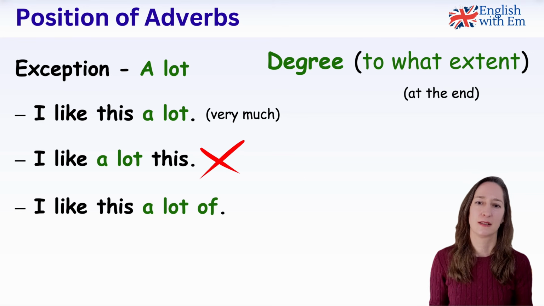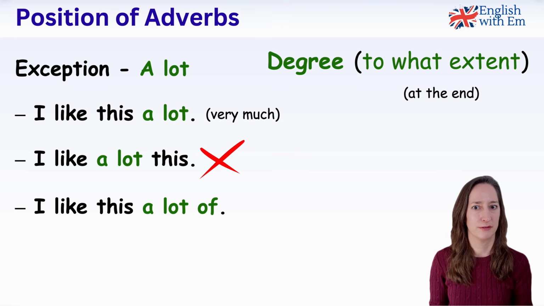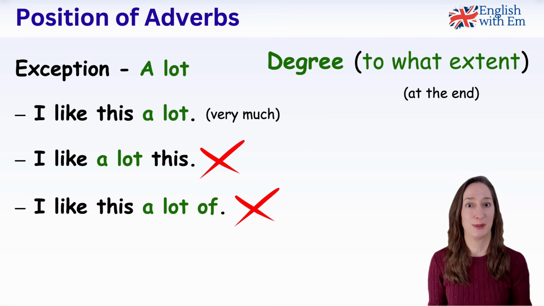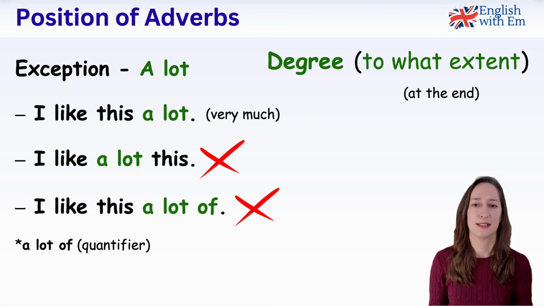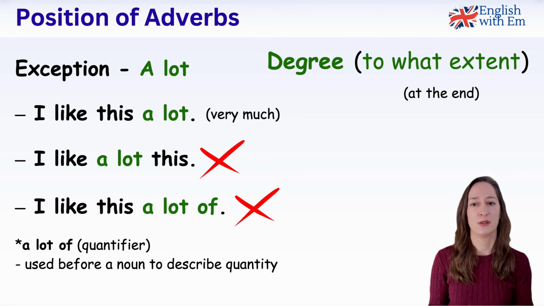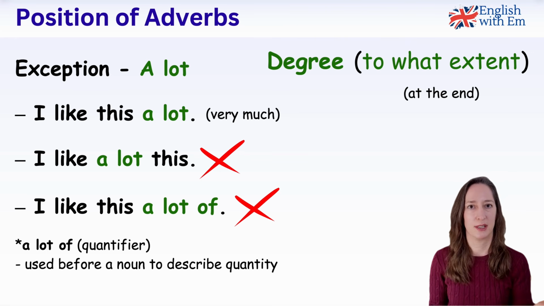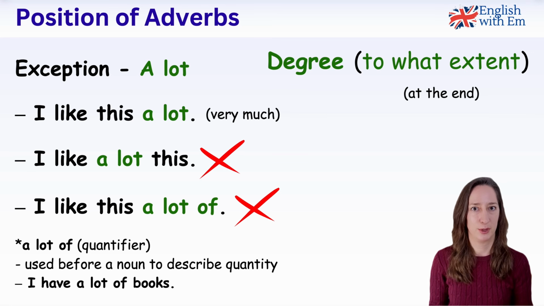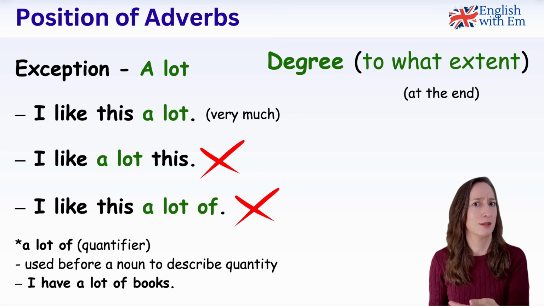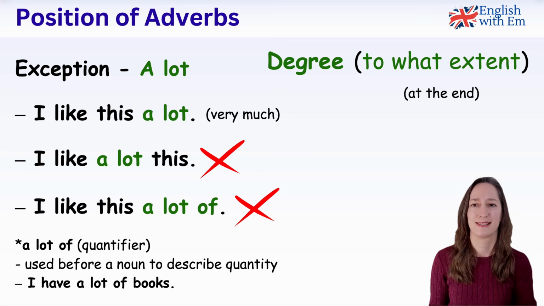What about this? I like this a lot of. No, also incorrect. A lot and a lot of are not the same. A lot of is a quantifier. It is used before a noun to describe quantity. For example, I have a lot of books, a large number of books. I'm enjoying my current book a lot, very much.